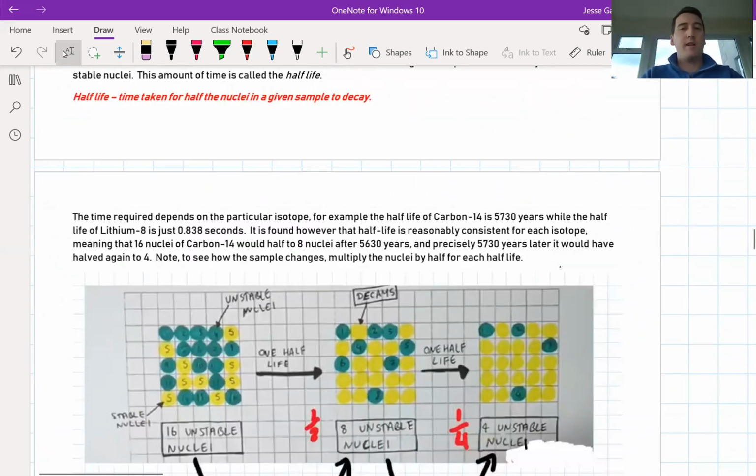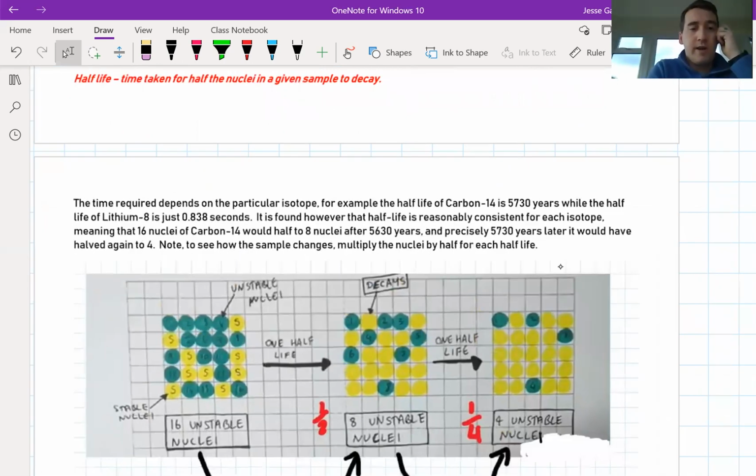I want us to read this next point together. I'm going to let you read it yourself, so I'm going to give you 20 seconds to read that. Okay, so what is this saying? This is just saying that different substances, different elements, have different amounts of time for their half-life.